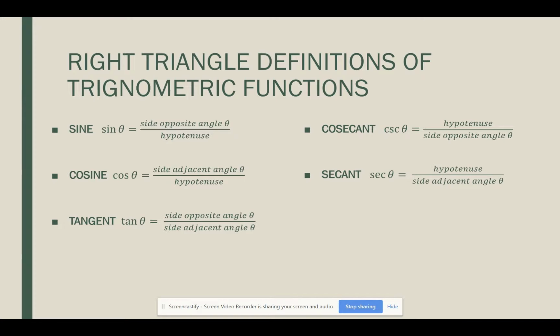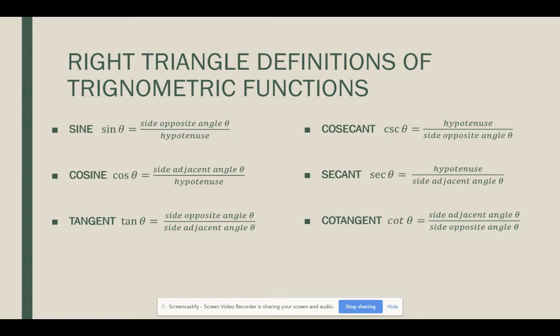You then have secant. Secant is abbreviated SEC. And so the secant of theta is the ratio of the hypotenuse to the adjacent side. And finally, you have the cotangent, which is abbreviated COT. It looks like cot. So the cotangent of theta is the ratio of the adjacent side to the opposite side.